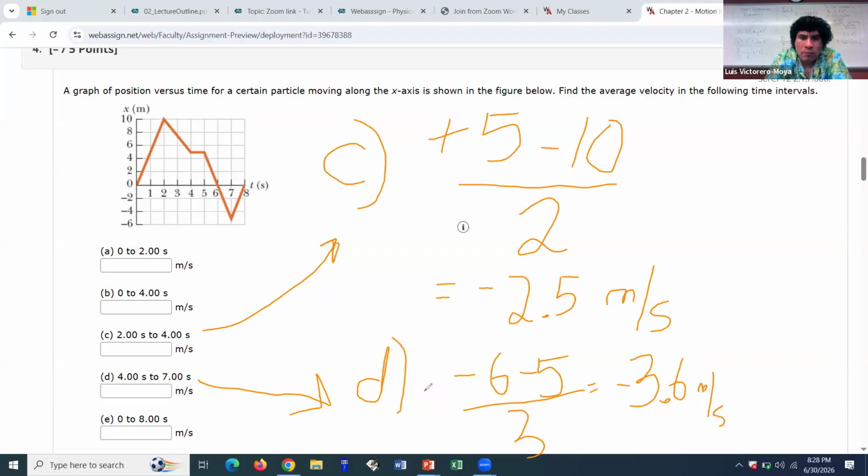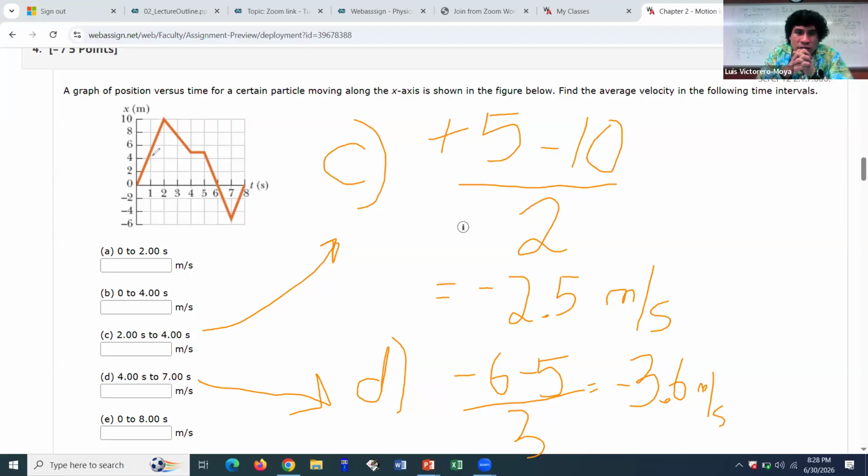What about E? Between 0 and 8. That should be easy, guys. What's the average velocity? 0. Is that clear? Why is it 0? Because you started and ended at 0. Questions, guys? So this is a classic question on motion as well. They give you a graph. You have to find average velocities. Let's use that graph. I'm going to test you on this.